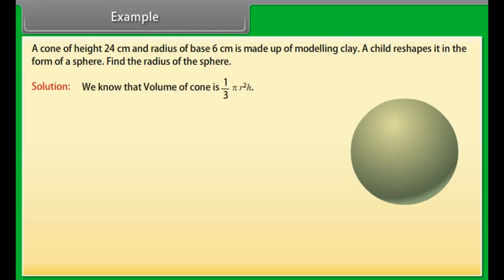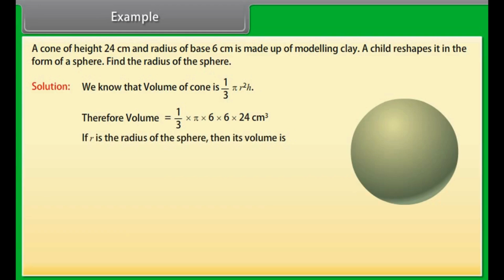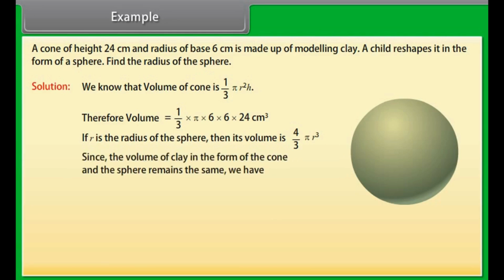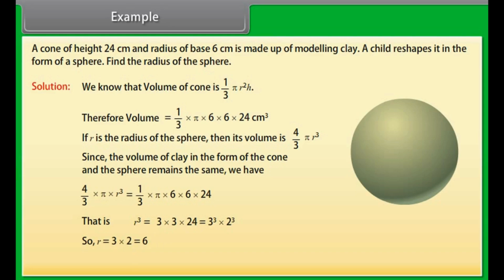Solution. We know that volume of cone is 1 by 3 pi r square H, which is equal to 1 by 3 into pi into 6 into 6 into 24 centimeter cube. If r is the radius of the sphere, then its volume is 4 upon 3 pi r cube. Since the volume of clay in the form of cone and the sphere remains the same, we have, that is, so r is equal to 3 into 2 is equal to 6. Therefore, the radius of the sphere is 6 centimeter.